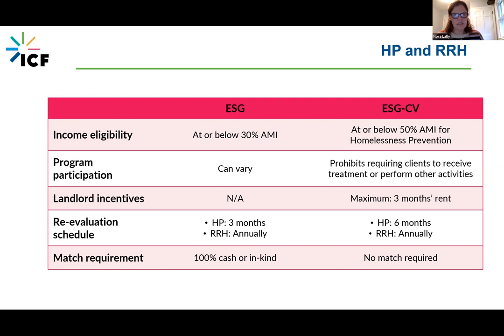ESG-CV has landlord incentives as a new cost. And also under ESG-CV, the timing for when reevaluation occurs was adjusted, more time between evaluations. So it's every 6 months for homelessness prevention, and it remains annually for rapid rehousing. And also very excitedly, the match requirement, which was 100% cash or in kind for annual ESG on the recipient's total allocation, there's no match requirement for ESG-CV.